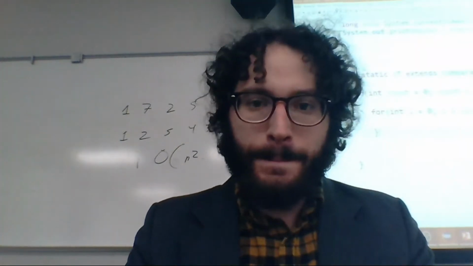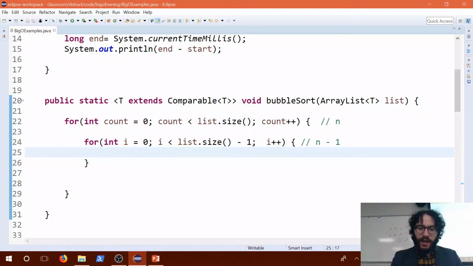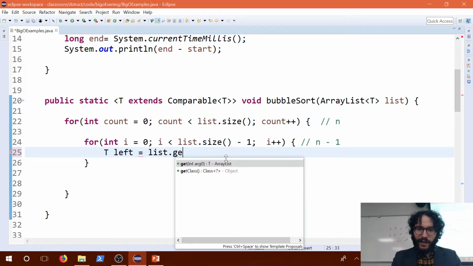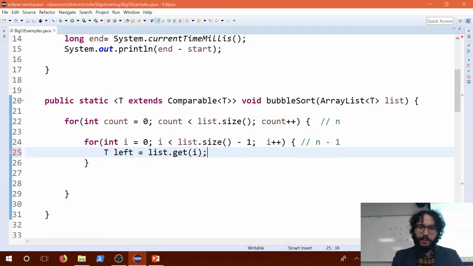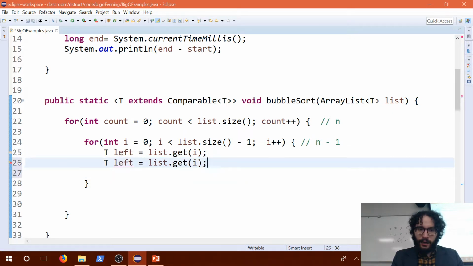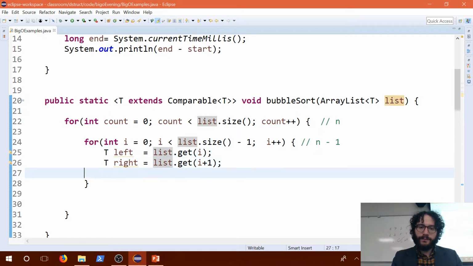Okay, so let's go ahead and finish writing bubble sort. I'm going to make this easier to understand rather than making it one big line. T left is equal to the left item in the pair, right? The left side of the pair is the one located at i. list.get(i), the left side of the pair, and the right side of the pair is the one to the right of it, so i plus 1, right? That making sense to everybody? We're looking at pairs of items, the left side of the pair, right side of the pair.